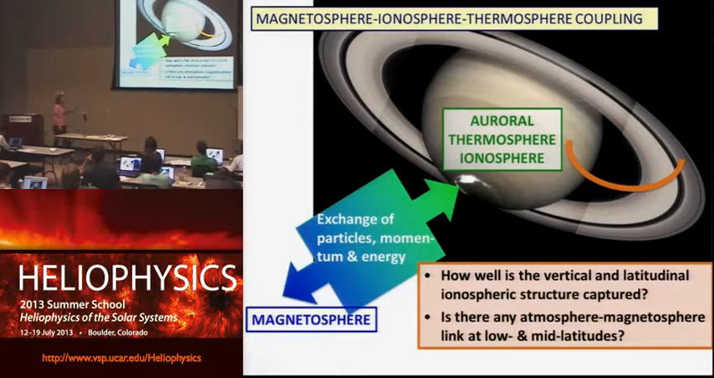We have heard this morning the strong coupling between the magnetosphere and ionosphere at high latitude, and I will focus on that in the second lecture. But for this lecture, the questions I would like to address are: how well is the vertical and latitudinal ionospheric structure captured, and can we explain it? Can we model what we observe? And is there any atmosphere-magnetosphere link at low and mid latitude? Because we always think about high latitude, but what about low latitude?